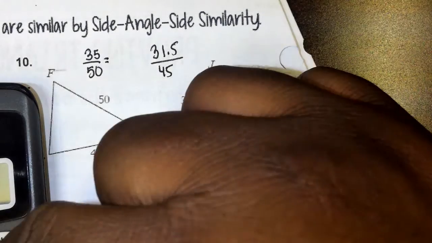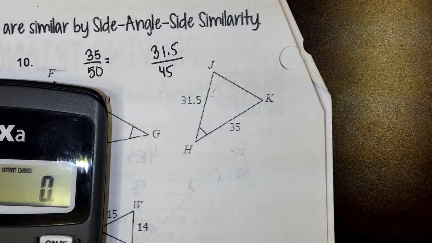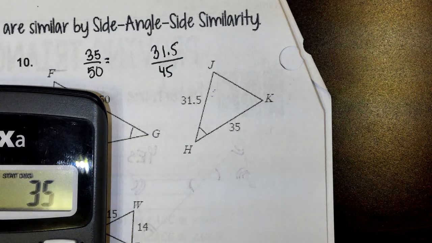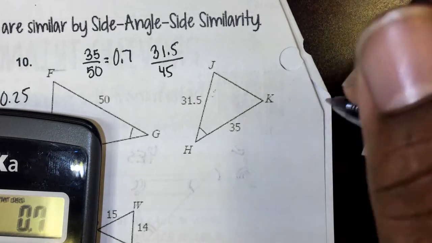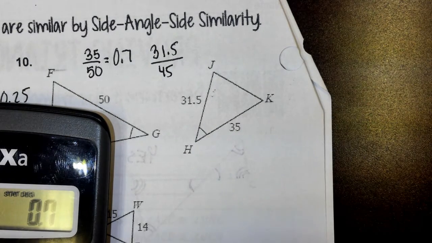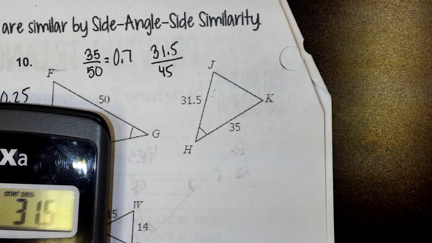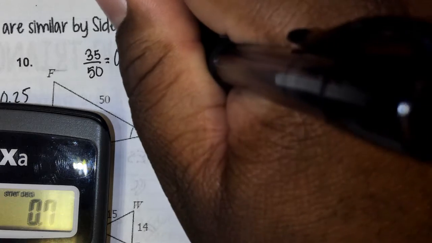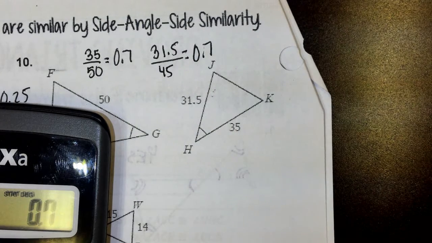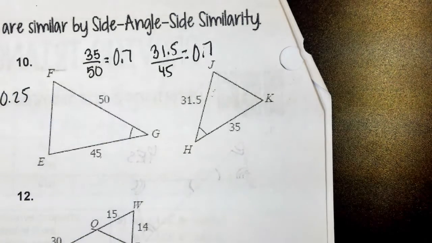Like for her, so she did it this way. It's gonna be 35 divided by 50, which is gonna give her 0.7. Is that what you got? 0.7, and then 31.5 divided by 45, also 0.7. I know, it's okay if you do it that way. So she got 0.7 for both of hers, but this is how I've been doing it all day.